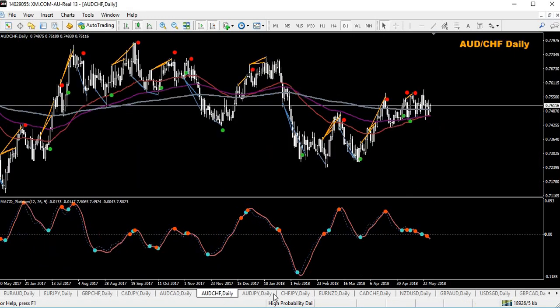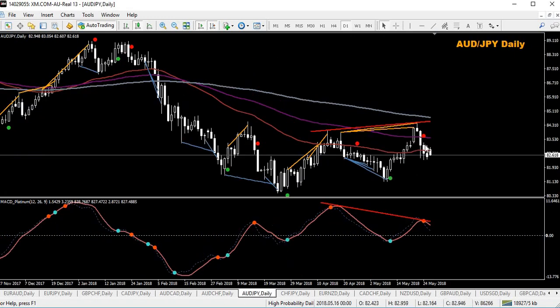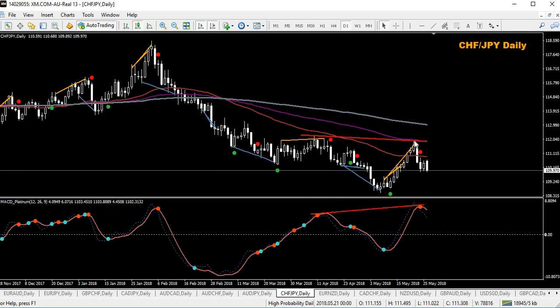Aussie Canadian, Aussie Swiss franc, Aussie yen, same deal. Sell trade here. Could probably still jump in that one. It's pretty much the same as the Canadian Japanese yen. Again, another trade here. Good trade. Nice divergence. Come up to the MAs, going back down again.